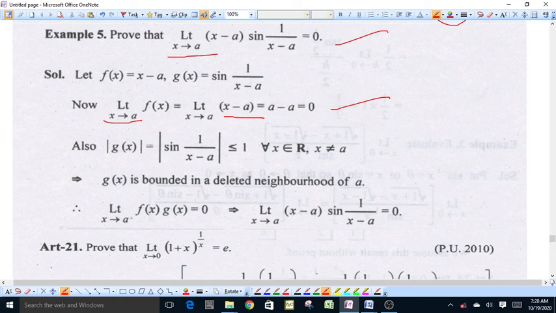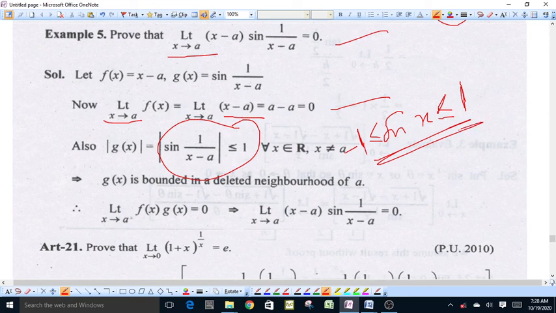Again, the numeric value of g(x) equal to sine of 1 by x minus a is always less than 1, because the range of sine x is always between minus 1 and plus 1. Therefore, the numerical value of sine x is always less than 1. This means g(x) is a bounded function in the related neighborhood of a.